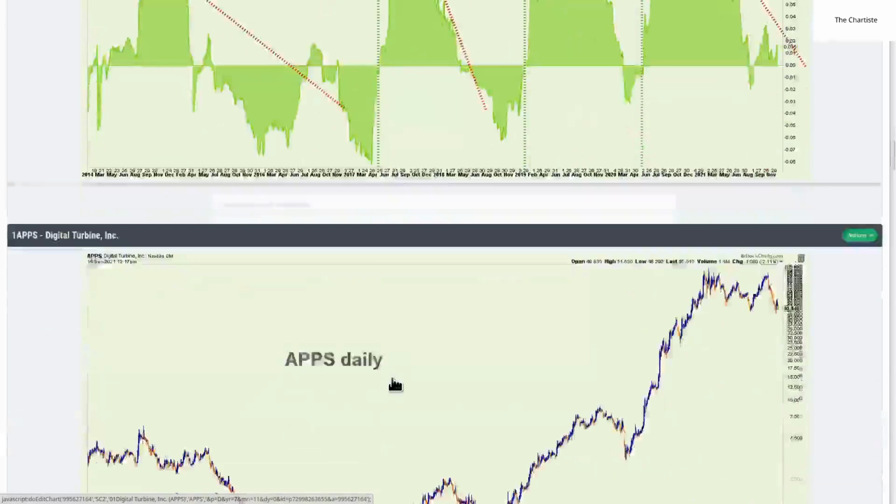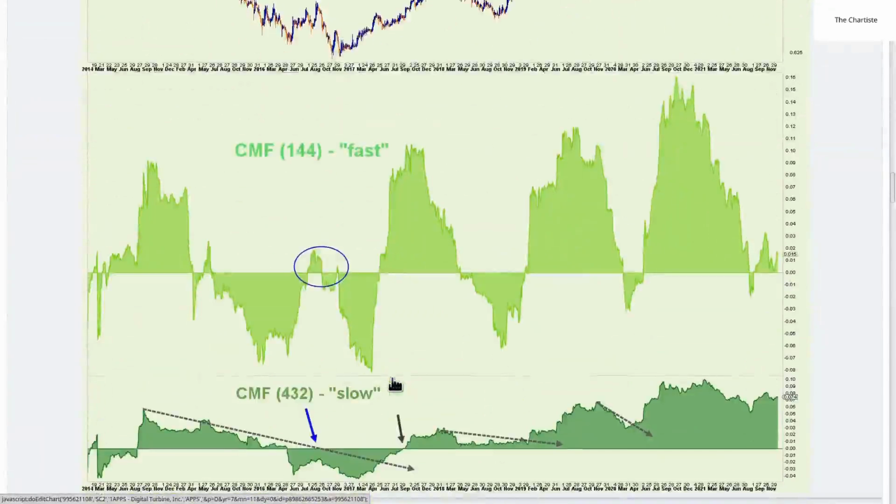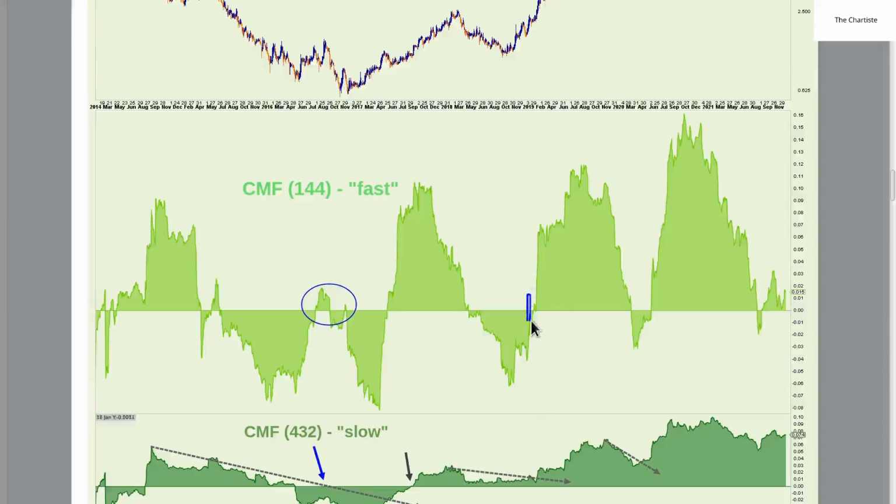So what you may do is use two indicators, the fast 144 and the slow 432 days. That's what I do. Those are my parameters. And you have a better idea. Basically, the slow indicator is breaking the downtrend. The fast is loading up. Then the slow indicator continues above the zero line. You have the breaks of the zero line on the fast indicator.